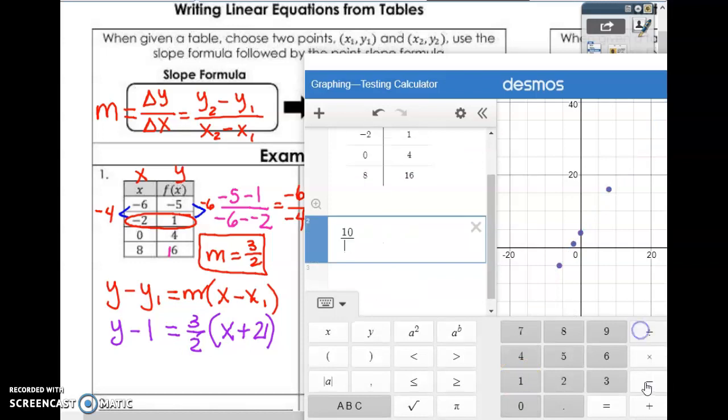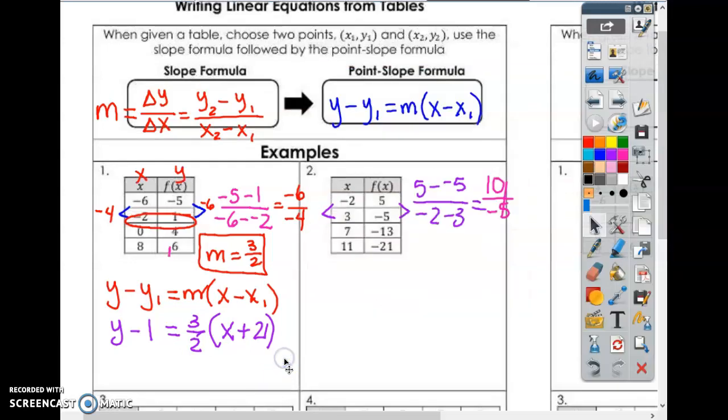10 divided by negative 5 is negative 2. My slope is a negative 2. So m equals negative 2. Pick a point. I'm just going to pick this one. This is my x and my y.